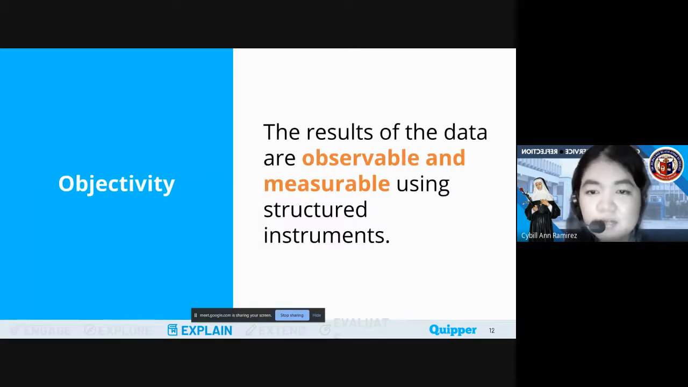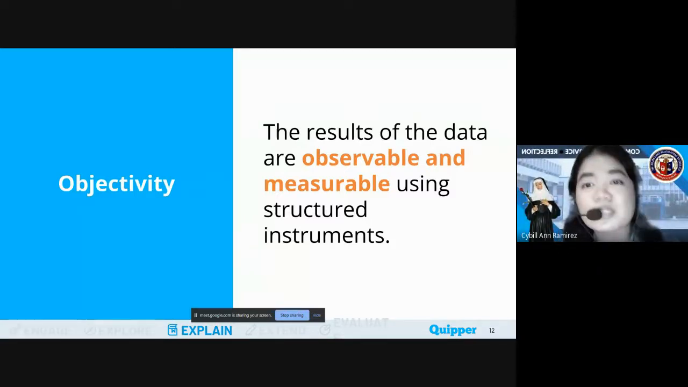Next is, we're almost done, no? Next is objectivity. So, the results of the data are observable and measurable using structured instruments. And it really undergoes a certain process or phases. It's not biased in research, in quantitative research. We heavily rely on data, statistical data. And, of course, it's objective, no?